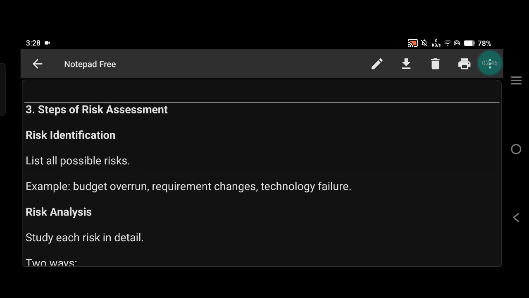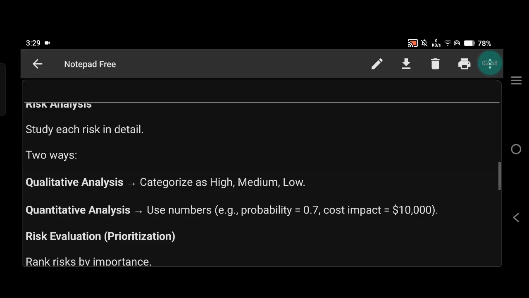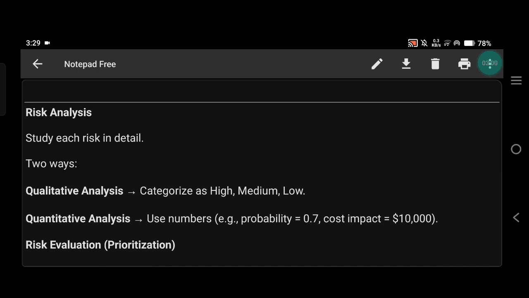See, steps of risk assessment. First is risk identification. First, we list all possible risks. Example: budget overrun, requirement changes, technology failure. Then risk analysis. Then we analyze each risk. Okay, this can be done in two ways. First is qualitative analysis, categorizing risk as high, medium, or low. Then quantitative analysis using numbers like probability 0.7, cost impact $10,000.